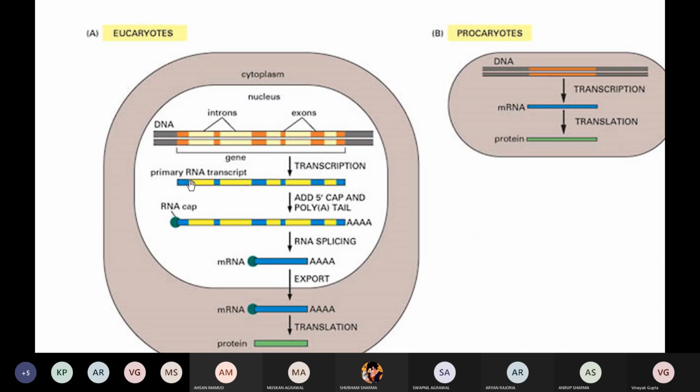Here in the eukaryote, initially you are going to have a primary RNA transcript. After that, once you have the primary RNA transcript, there is a processing of this which starts. And this processing is having three parts. One is called capping of the primary RNA, which you are seeing here. And we will see what you mean by this cap in the next slide. Next is addition of a poly A tail. And third one is splicing. These are the three things which I can collectively call processing of primary RNA transcript.